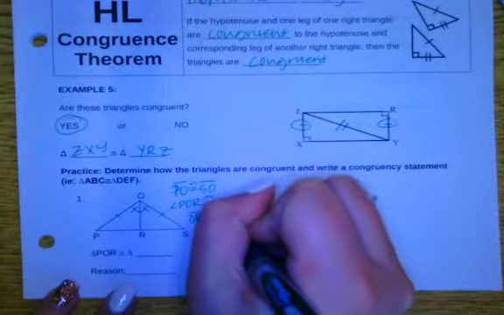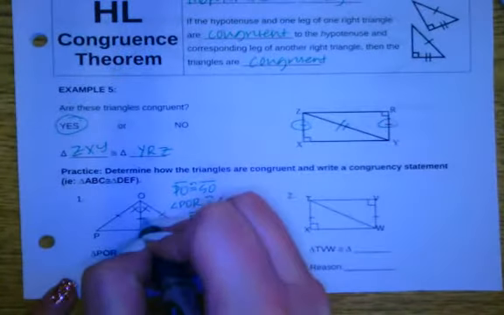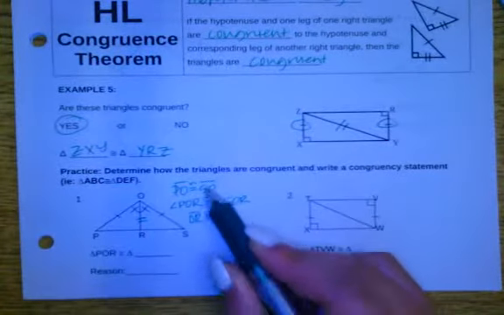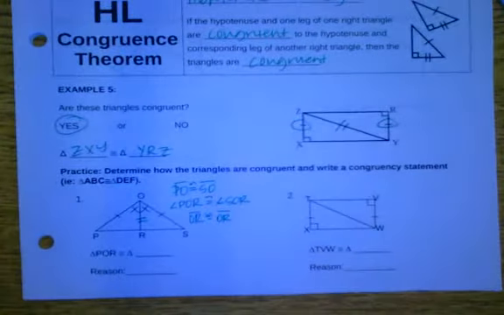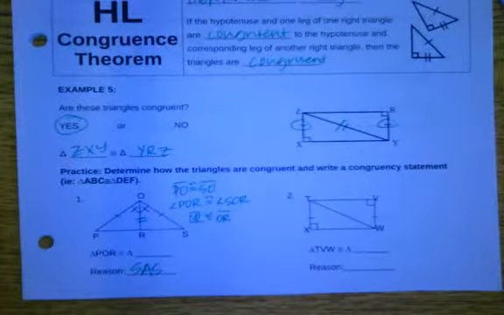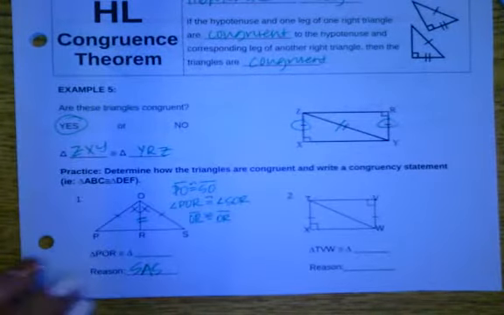Now I have three things, that's the minimum that you need, apart from hypotenuse leg. You need at least 3. So which theorem is that? Side angle side. And so POR is congruent to what? SOR. Sweet.